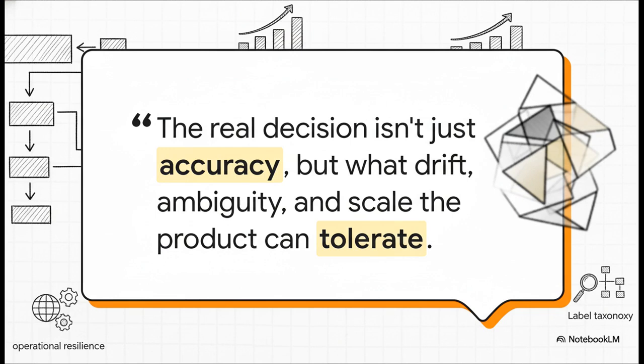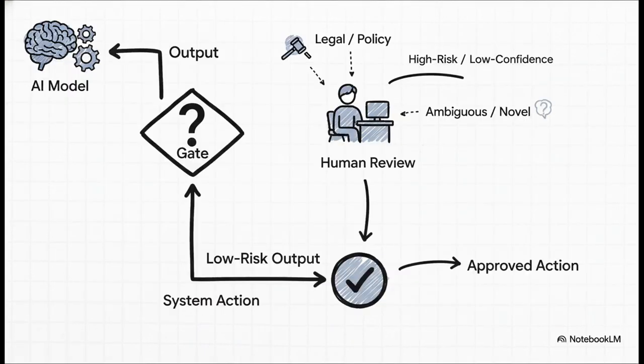This shows you're not just thinking about the model, you're thinking about the whole system and where it fits in the business. And look, having a human in the loop, that's not a sign of failure. Not at all. It's actually a super smart design pattern for managing risk.